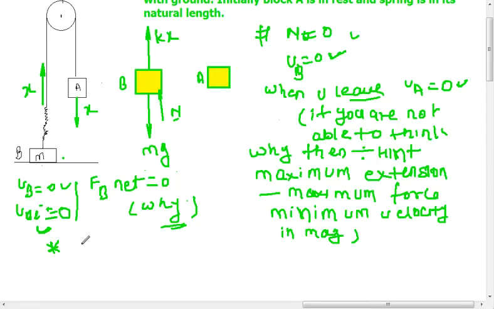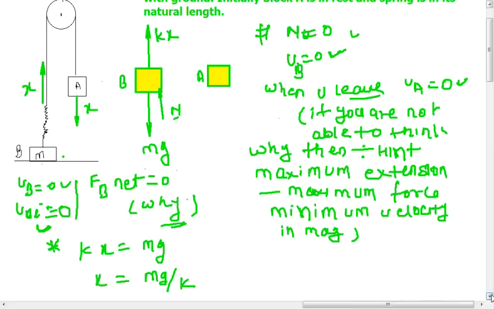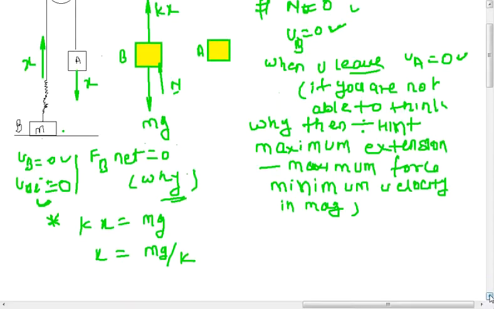So what we get here, kx is equal to mg. Okay guys, so what is x equal to? mg by k. Okay, and now we should think here. Now, is energy going to be conserved? First question, is energy conserved?